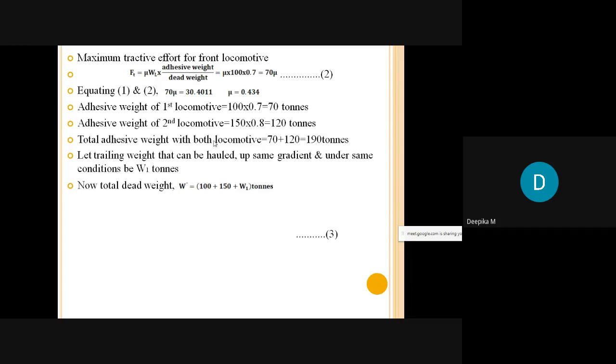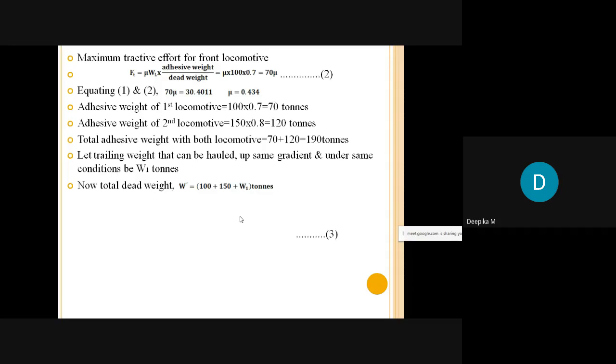Now what would be the total dead weight now? My total dead weight will be 100 plus 150 plus W1, because 100 is the dead weight of the first locomotive, 150 is the dead weight of the second locomotive, and W1 is the dead weight of the system, correct? This is what I have to calculate, right? Hence it is W1 ton. Now the total dead weight will be how much?